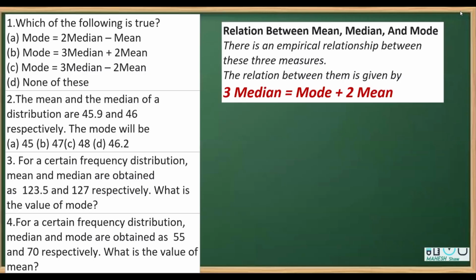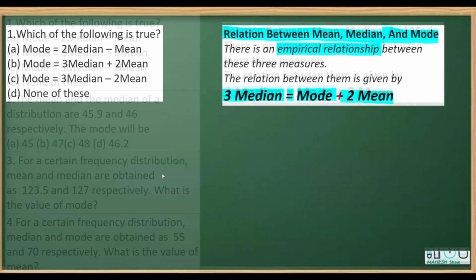In this video, we are going to do some MCQ questions which are based on the relation between mean, median, and mode. So there is an empirical relationship between these three measures of central tendency. And what is it? 3 median is equal to 2 mode plus 3 mean. Now let's begin with the first question here.